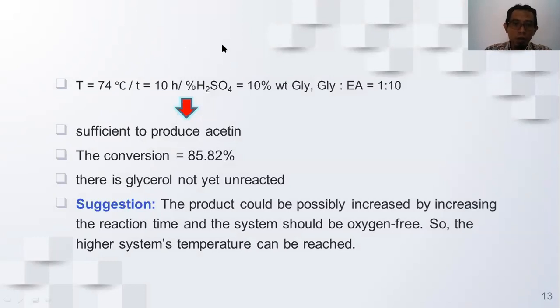The reaction condition of this work is sufficient to produce acetin, although the conversion is 85.82%. It means there is glycerol not yet reacted. So based on this research result, we suggest the product could possibly be increased by increasing the reaction time, and the system should be oxygen free, so that a higher system temperature can be reached.